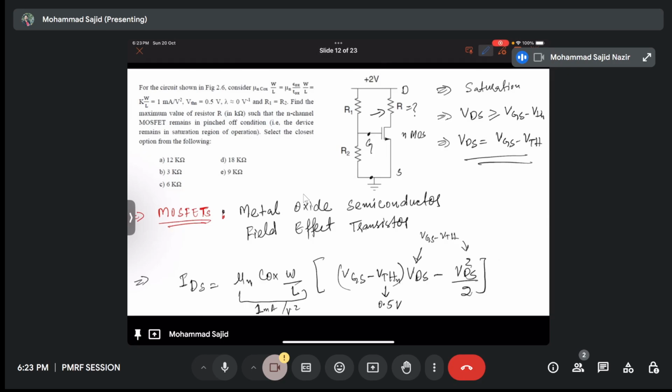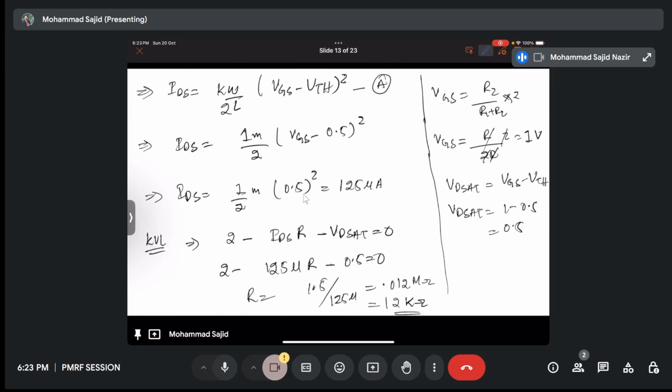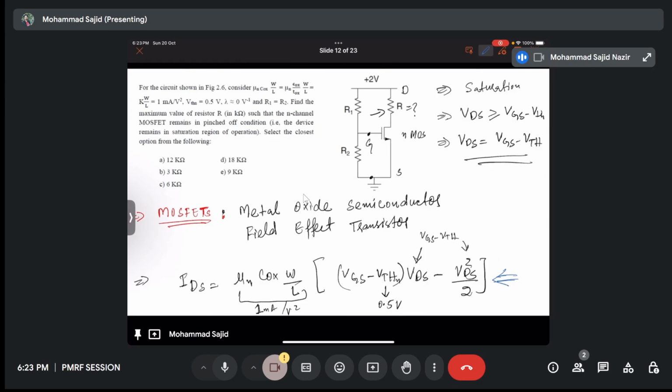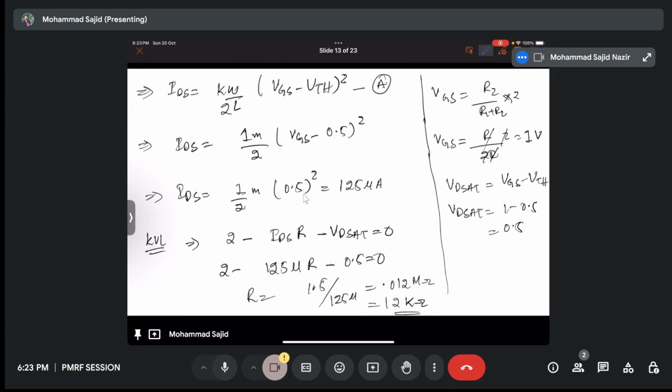What is a MOSFET? It's a metal oxide semiconductor field effect transistor. And this is the model which is used at very basic levels to calculate the drain current going through the MOSFET. It's given by mu naught Cox W by L multiplied by (VGS minus VTH) VDS minus VDS square by 2. And when in saturation, it will reduce to mu naught Cox W by 2L, (VGS minus VTH) whole square. Like here.